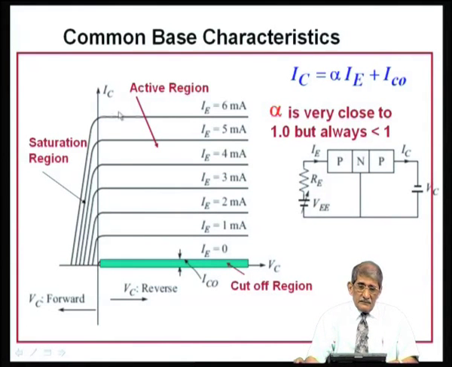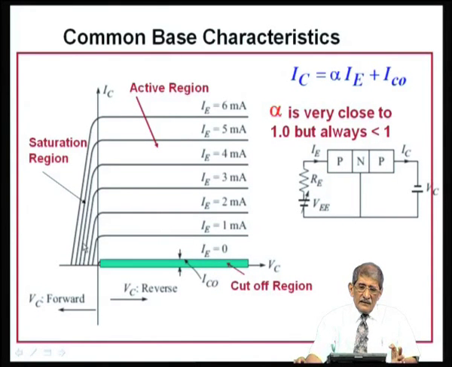So, this region here where the collector current changes proportional to the emitter current is called the active region. You would like to use that when you use it as an amplifier, and this green region here what I have marked, IE is 0, only the reverse saturation current, that is the cutoff region. Okay. There is no input current to this, that is the cutoff region, this is the active region, and this region is called the saturation region, where both emitter base junction and collector base junction are forward biased.